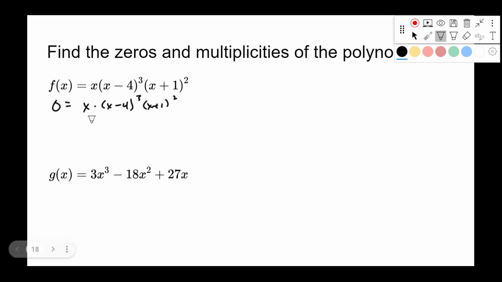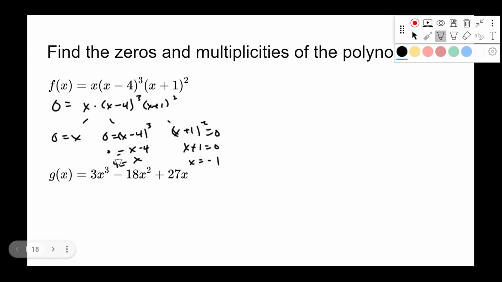And then we're going to split them all up. 0 equals x. 0 equals x minus 4 to the third. And then x plus 1 squared equals 0. So really, I just need to make x plus 1 equal to 0. The squared isn't going to do anything. Here we need x minus 4 equal to 0. We get 4. And then here x equals 0. So here are my zeros.